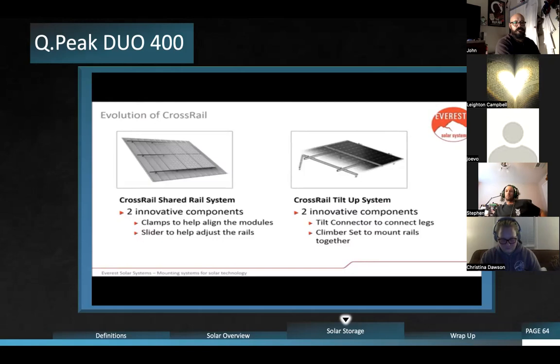We have our Crossrail tilt-up system, which is our tilt-up system that utilizes our Crossrail, and it comes in 7, 10, and 15 degree tilts. The really neat thing about this solution is that you don't need an extra component to create your pitch for your array. You simply use the same Crossrail that you use for our other solutions. You just can cut it to whatever degree you want to give you that nice and finished look.